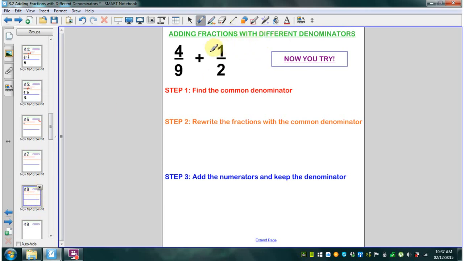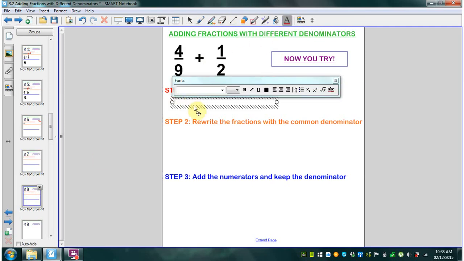Okay, now I want you to try 4 over 9 plus 1 over 2. So pause the video, try all 3 steps, and when you come back, we'll correct it together. Okay, so by now you should have this one done. So quickly, first step, can we add these together? Nope, we have different denominators, so we need to find a common denominator. So we need to find multiples of 9 and multiples of 2.